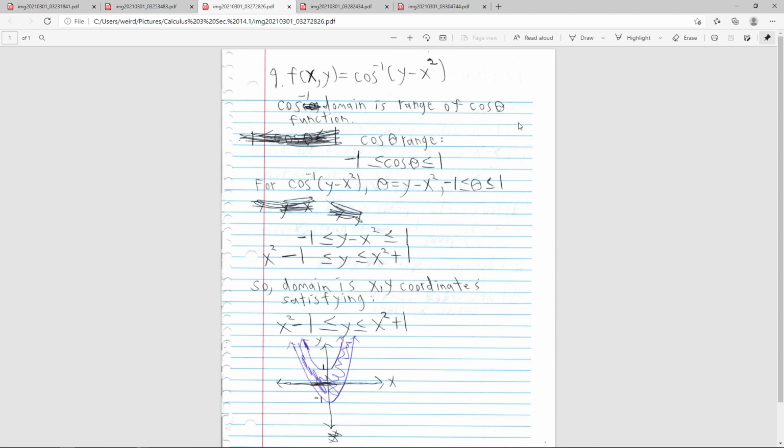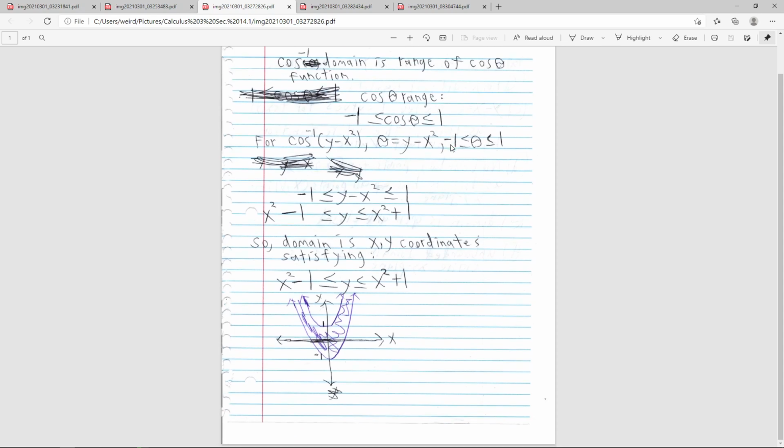And this one is somewhat more tricky. It's using your trig ideas. It's the inverse cosine of y minus x squared. So the domain of the inverse cosine is the range of cosine, is how I think of this. Cosine theta is anywhere between -1 and 1. That's all you can get out of that function.